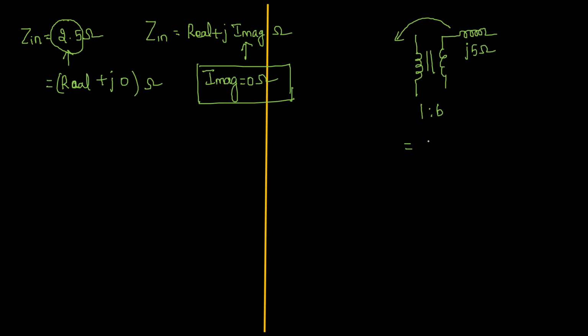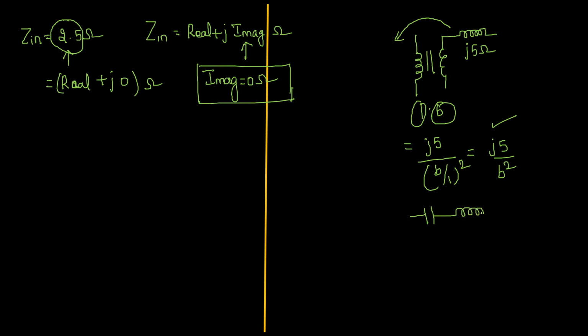It can be written as secondary to primary: j5 divided by (n2 by n1) whole square. This is n1, this is n2. So this can be written as j times 5 divided by b square. This is the imaginary part, and it will be connected in series with the primary term. Already in the primary we have a capacitor. Now this inductance has been transformed to the primary, and its value is j times 5 upon b square.